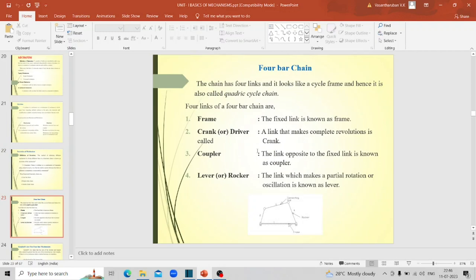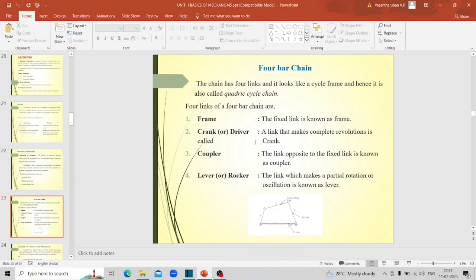What is meant by four bar chain mechanism? Why is it called four bar chain mechanism? Because this mechanism has four links, all interconnected. Here we will see the four links of a four bar chain mechanism. The first link is called the frame. It is a fixed link. So the fixed link is called the frame.